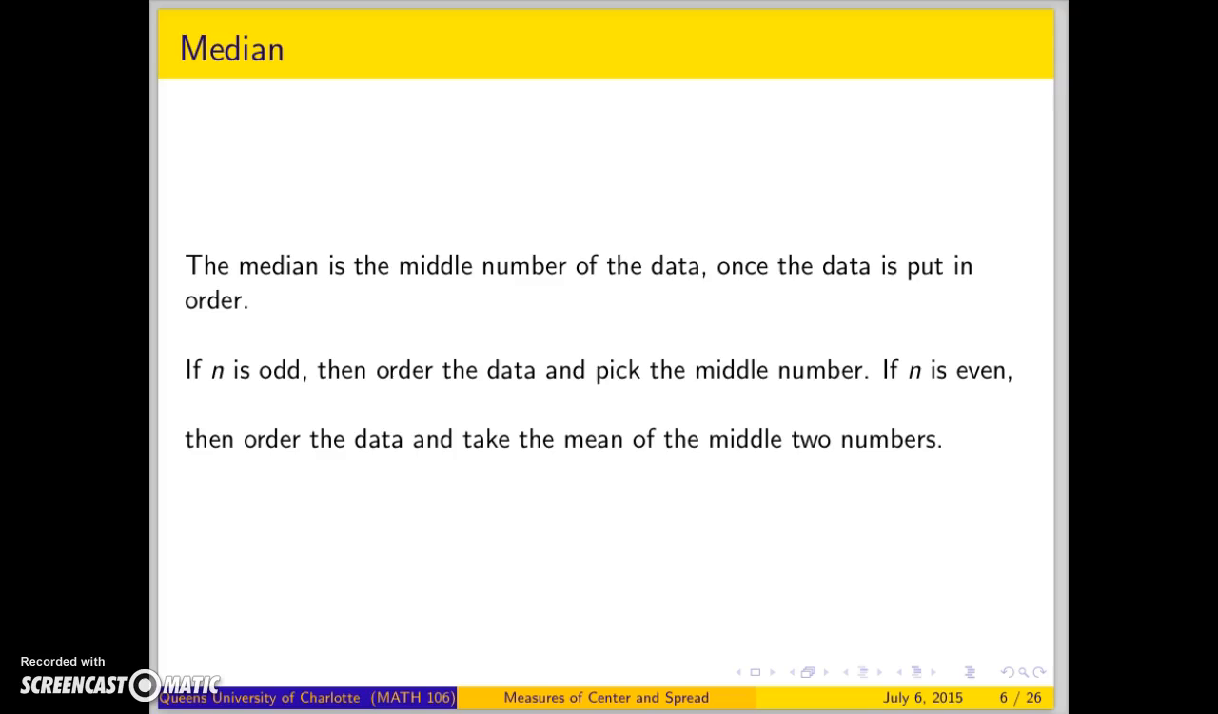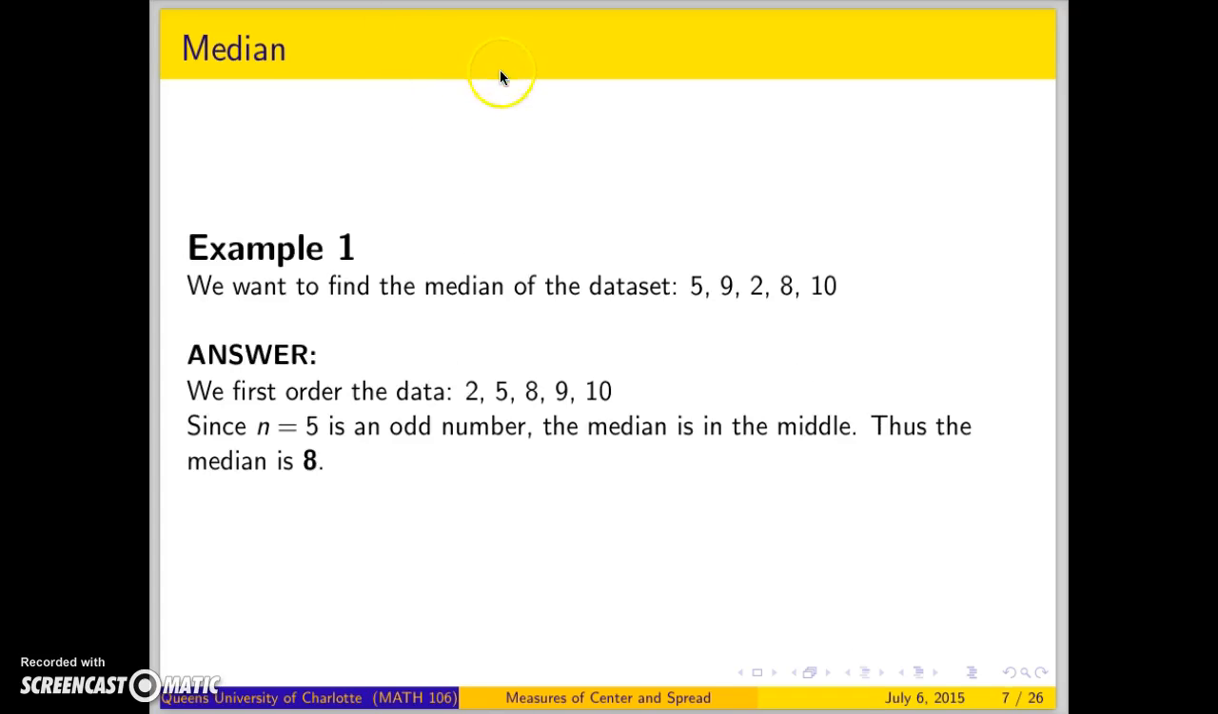And the median is the middle number of the data once the numbers are put in order. So you put the data in order, and if you have an odd number of observations, you'll just pick the middle number. And if you have an even number of observations, you'll take the mean of the two middle numbers after you ordered. So for example, we put this data in order. So now we have 2, 5, 8, 9, and 10. And that means we have 5 observations. So we just pick the middle value since 5 is an odd number. So 8 is our median in this case.